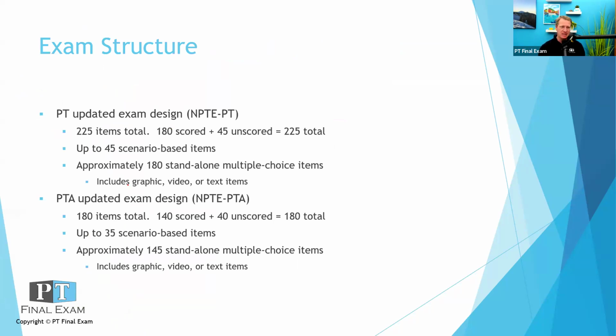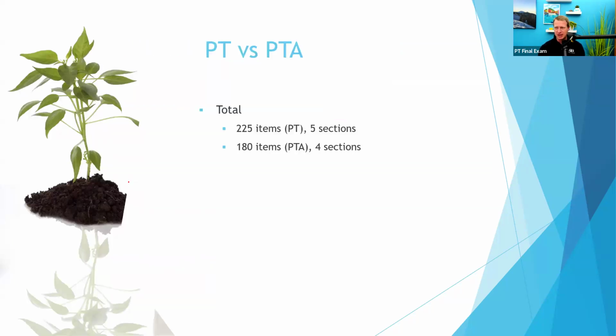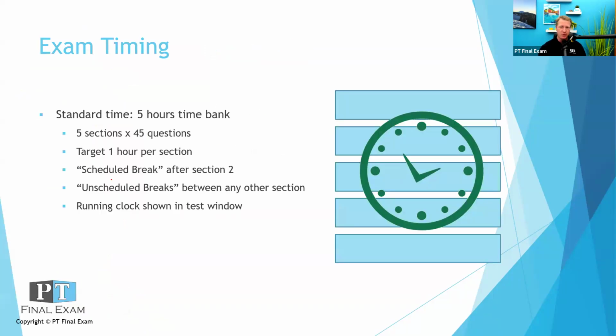All right, we've already talked about the exam structure. I want to talk about just PT versus PTA. So there are 225 items on the PT exam for 5 sections. The PTA, I know we usually get a few folks that are PTAs coming through the class. Just want to mention, this is all subtracted down by 1 section for the PTA exam. We'll focus in on the PT sections, but if there are any specific questions, please let me know. But 225 items for 5 sections.